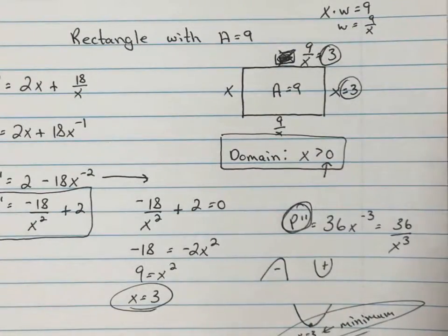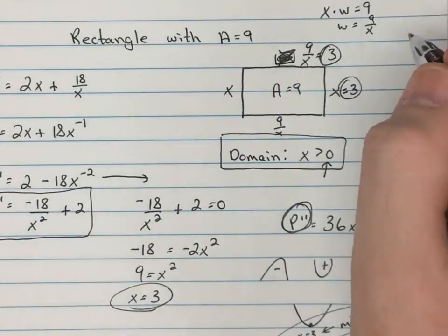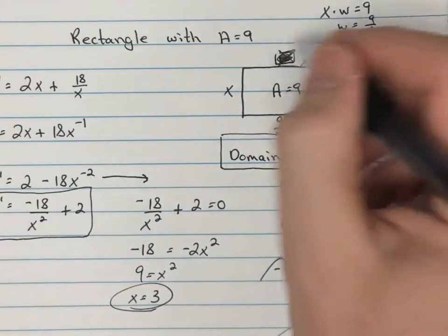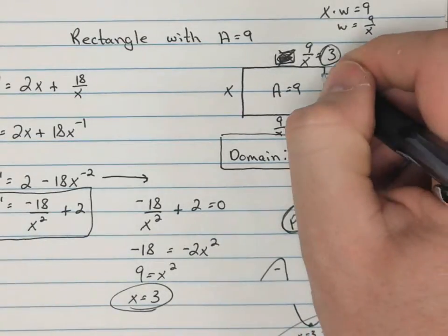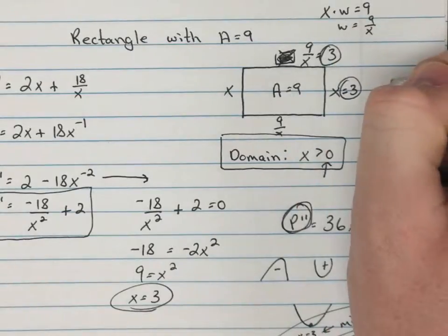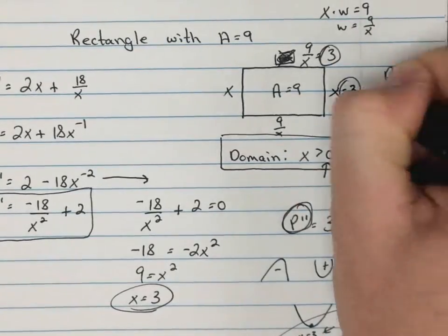They're also going to ask you on your homework, find the value of a side that minimizes the perimeter, and then actually find the perimeter. What's the smallest perimeter that this area of 9 could have? That'd be, this is 3, so the perimeter would be 12.